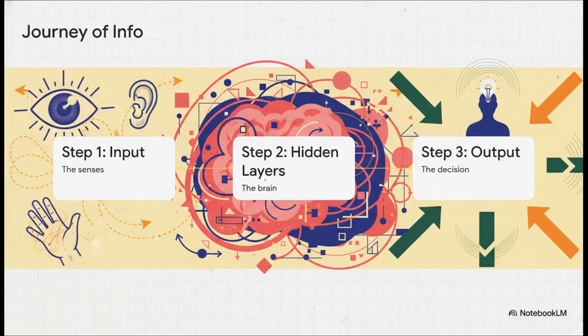And the way information travels through it is actually pretty intuitive. The input layer, that's like our senses. It takes in all the raw data. The hidden layers, that's the brain, where all the really complex thinking and processing happens. And finally, the output layer gives you the final decision or prediction. That's the whole journey, right there.